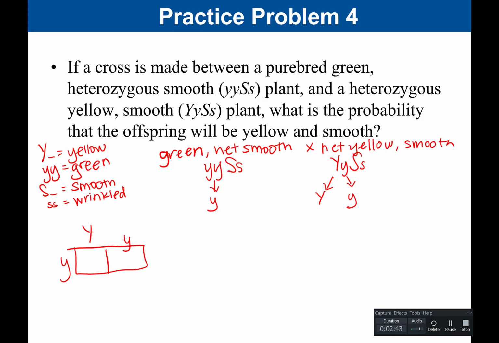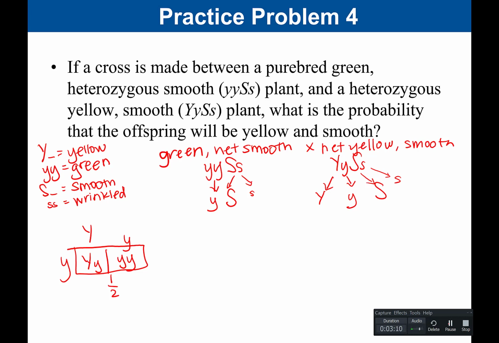And then you're just going to fill in your Punnett Square. So my offspring have a choice of being big Y, or little y. Now I'm looking for the probability that they will be yellow. Yellow, remember, is big Y something. So what is the probability that they will be yellow? That is going to be 1/2. So 1/2 probability that they will be yellow.